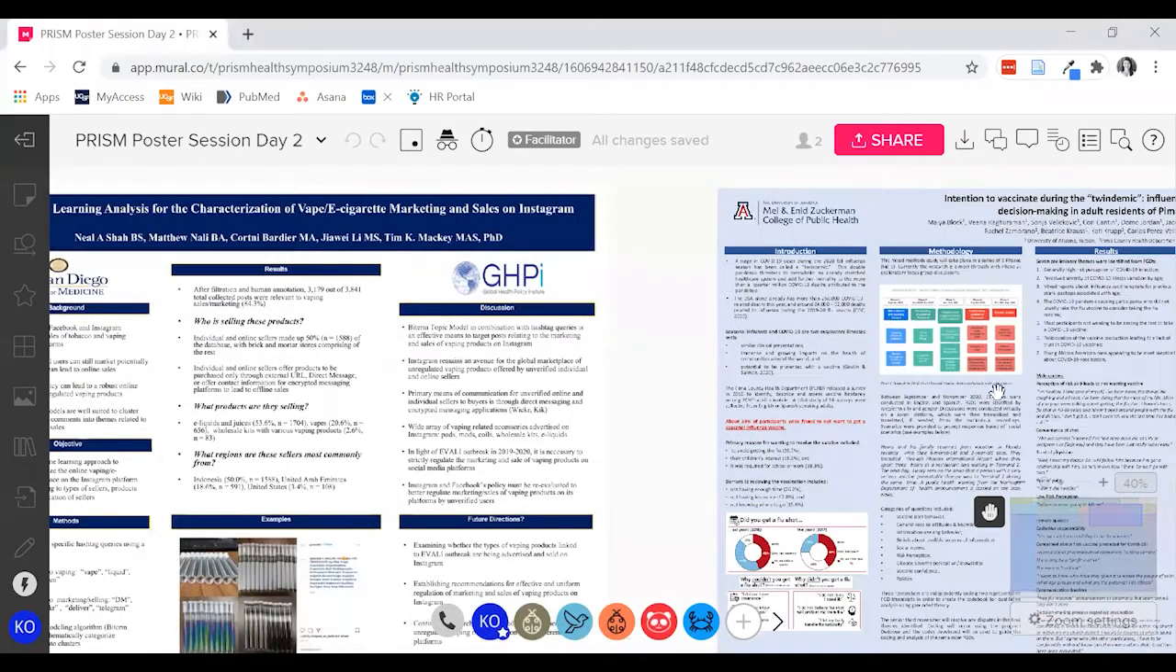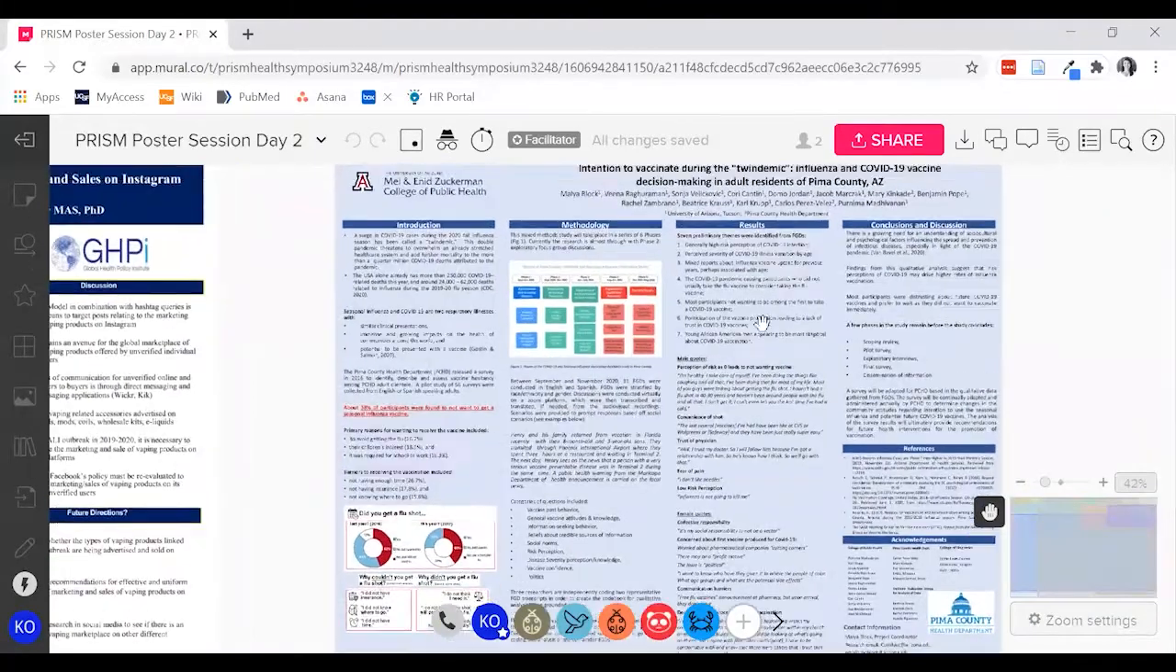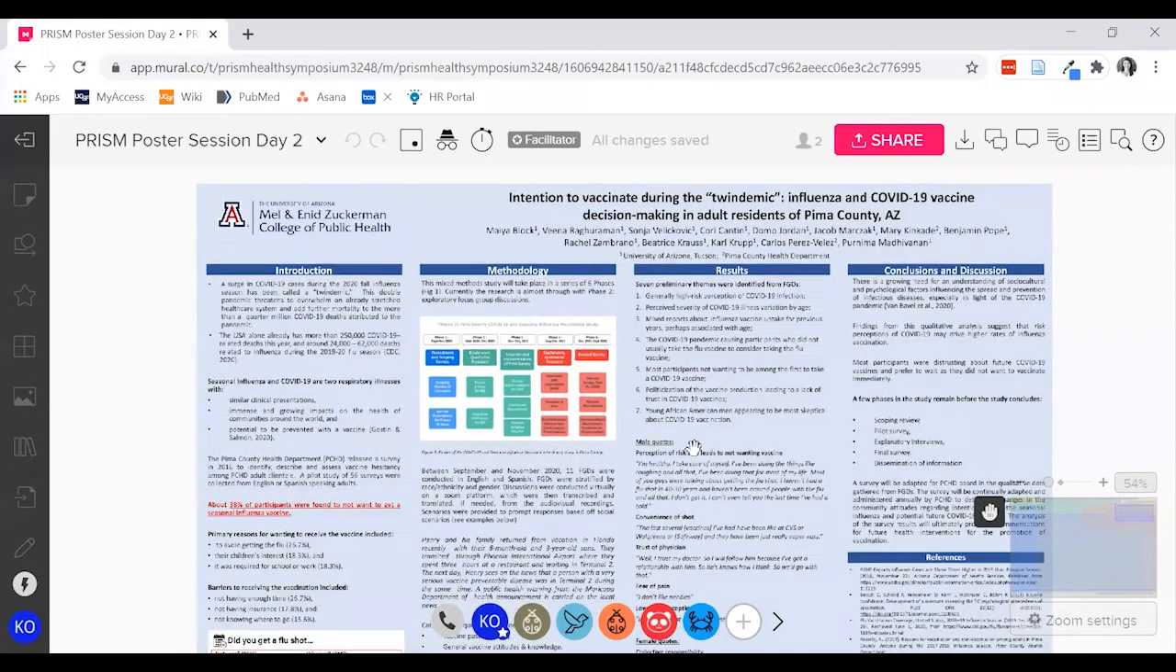Great, sounds good. We'll go ahead and move on to the next presentation. Thank you very much, Neil. The next presentation, the title is Intention to Vaccinate During the Twindemic, Influenza and COVID-19 Vaccine Decision-Making in Adult Residents in Pima County, Arizona. Author, if you're available, go ahead and get started.